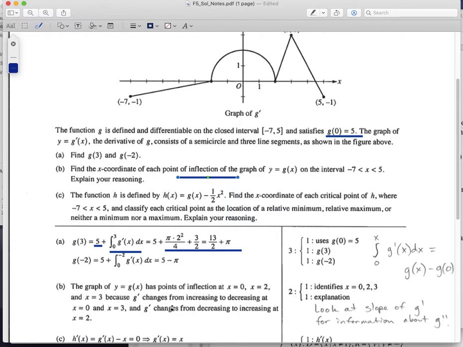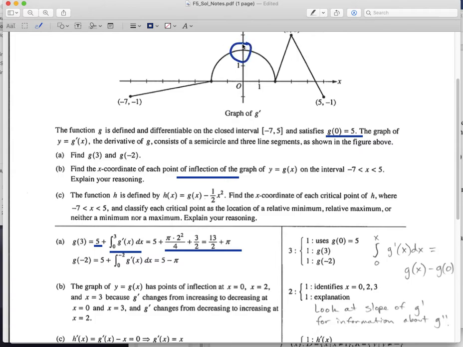They also say it a different way, which is perfectly fine. They talk about where this graph changes from increasing to decreasing. That's the same thing as saying where the slope changes from positive to negative. And by the way, the other way, from negative to positive slope or from decreasing to increasing, also signals a change in sign of g double prime, which in turn indicates a point of inflection, at least the x-coordinate of a point of inflection.